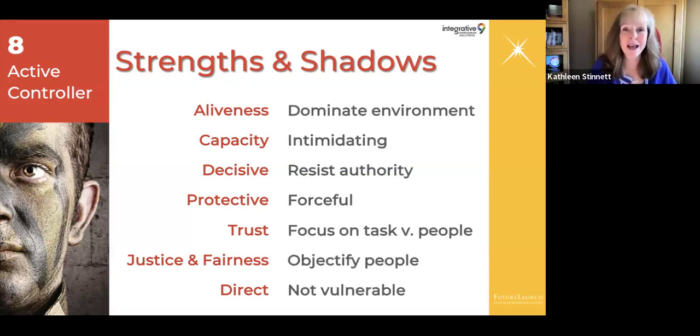And of course, the shadow side is oftentimes people in the presence of an eight who's going to be direct and straightforward and decisive and willing to move forward and take action. They might find that a little intimidating, or that the eight might dominate the environment. Most eights I've talked to have had the experience of getting feedback that would suggest they're intimidating, and yet they don't see it or they don't understand it, and certainly isn't their intent.